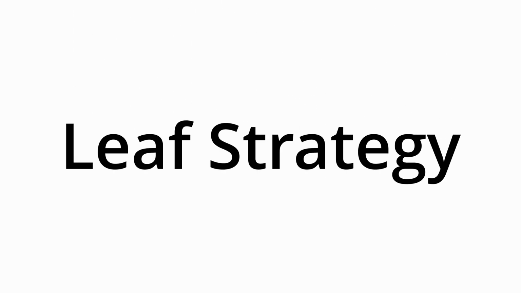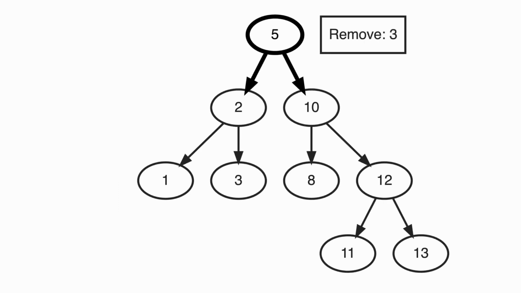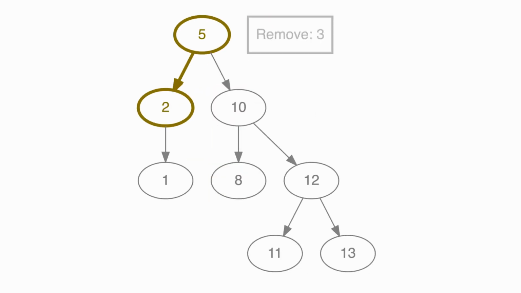We'll begin with the leaf strategy, which is used when the target node has no children. Here we'll remove the number 3 from our tree. Just like other operations, we start off at the root and try to find our node. Once we find the 3 node, we check how many children there are. Since 3 has no children, we do the leaf strategy. The leaf strategy is simply to delete the node from the tree.